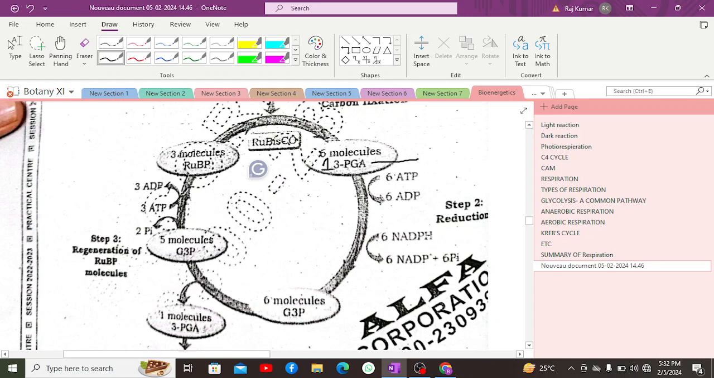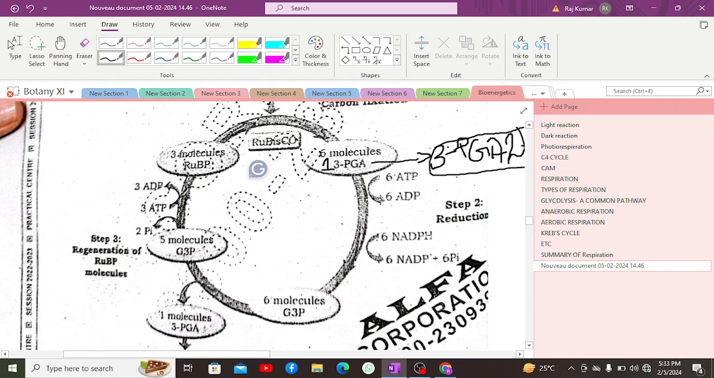1,3-bisphosphoglycerate over here will now be converted into 3-phosphoglyceraldehyde, such that this 3-phosphoglyceraldehyde will be formed, and that 3-phosphoglyceraldehyde will be formed with the enzyme 1,3-bisphosphoglycerate reductase.